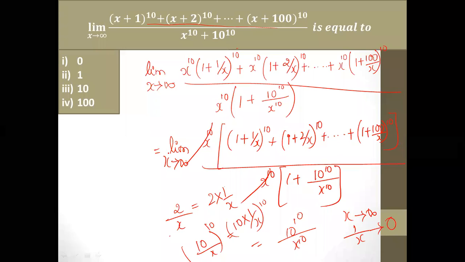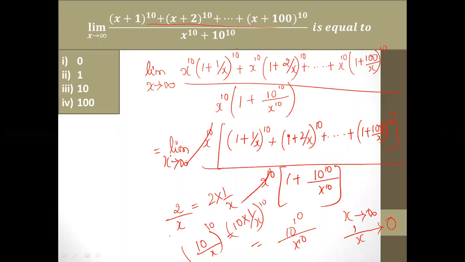Yes, what is the answer? If you put x tends to infinity, 1 by x is 0. What happens to this? 1 plus 1 by x is 0, so 1 plus 0 is 1. Any finite number's power of 1 is always 1.